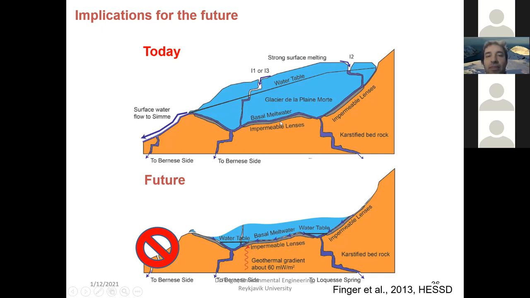While in the future, what we project up until roughly the year 2050, the ice mass will decrease and accordingly, the glacier will not float in the water anymore. So the connectivity towards the north will be blocked. And then you will have water not flowing through the northern area anymore, but infiltrating into the karst system and coming out through the karst sources.